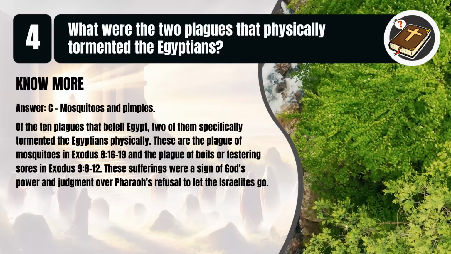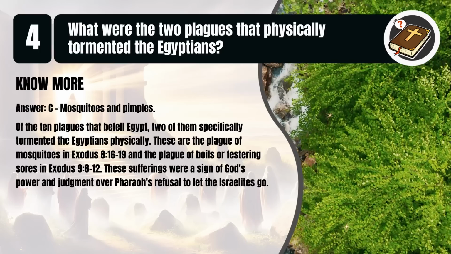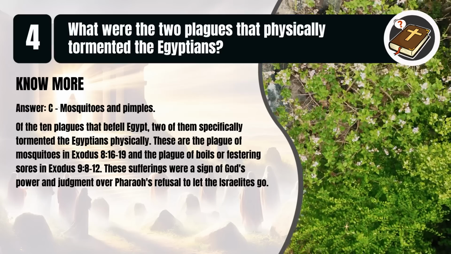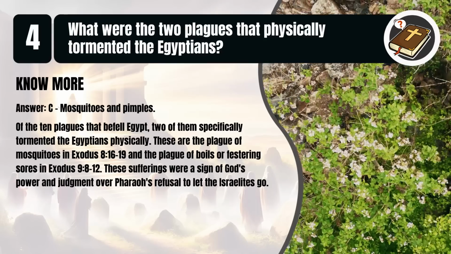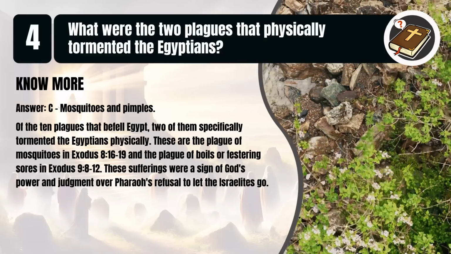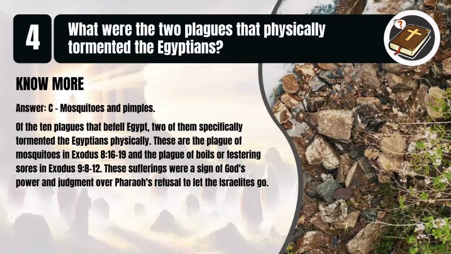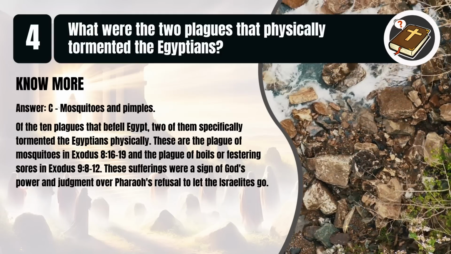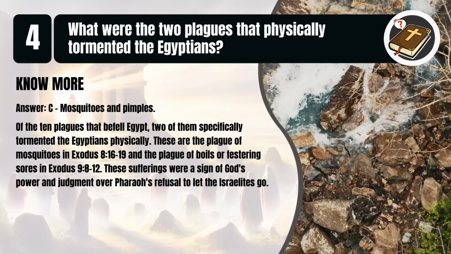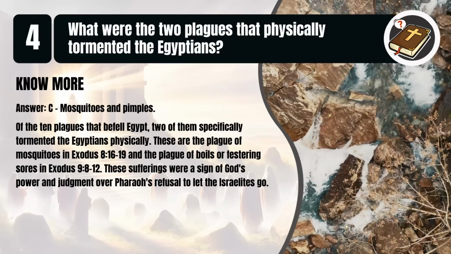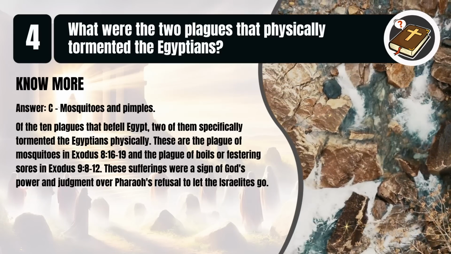Of the 10 plagues that befell Egypt, 2 of them specifically tormented the Egyptians physically. These are the plague of mosquitoes in Exodus chapter 8, verses 16 to 19, and the plague of boils or festering sores in Exodus chapter 9, verses 8 to 12. These sufferings were a sign of God's power and judgment over Pharaoh's refusal to let the Israelites go.